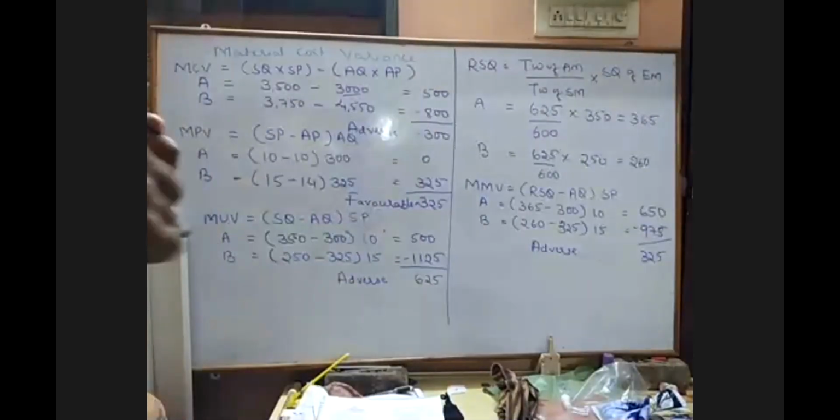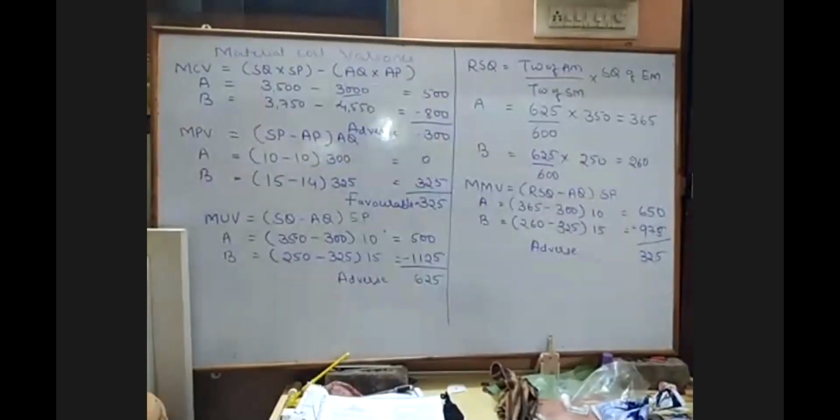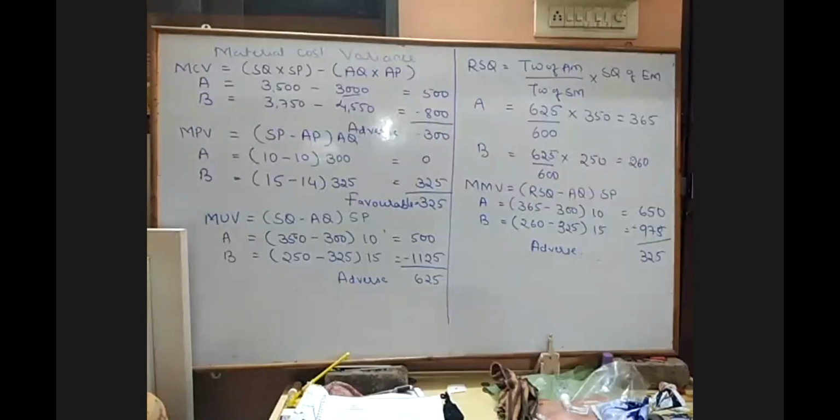Adverse. 325. How much? 325. Actually, I don't have the problem with me, so you need to tell me what the values are. So that's why the problem happens. I was not knowing that it is 325. So please, whenever I ask, tell me immediately what this is. Okay sir. So now we got 325, that is adverse.